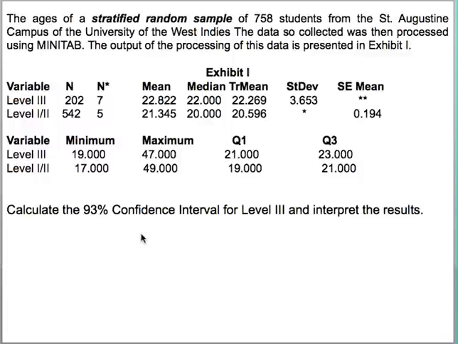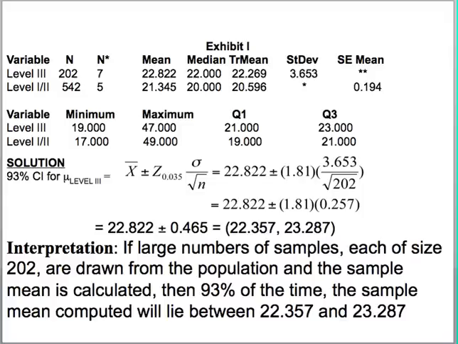Here is a past paper question. I didn't make a note as to what year, but the students were required at the time to calculate the 93% confidence interval for level 3 and to interpret the results. Okay, so 93% confidence interval. You would have 7% left to share for both tails. So each tail will be 3.5%. So that's where the 0.035 comes from.